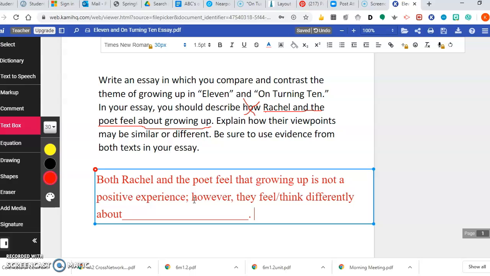So I've got a similarity. They both think it's not a positive experience, but now I want to look for how are they feeling differently. You can feel free again to use my model in your writing, because our goal really is to get you to practice that writing piece. But now I want you to go back into the web page, and I want you to write that claim statement. You can use my sentence structure to help you.